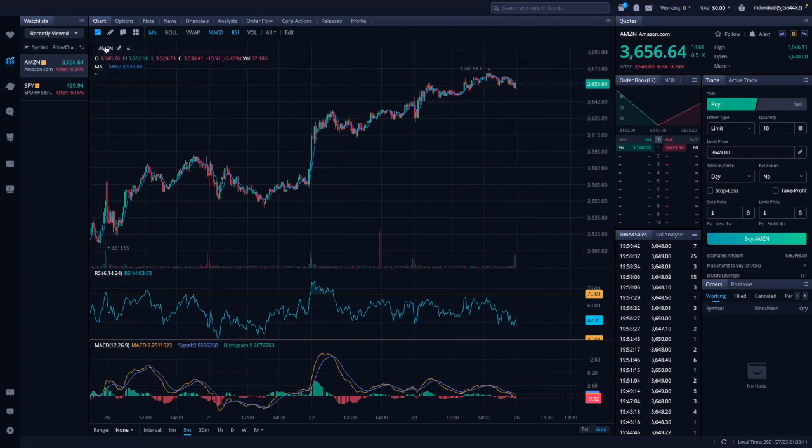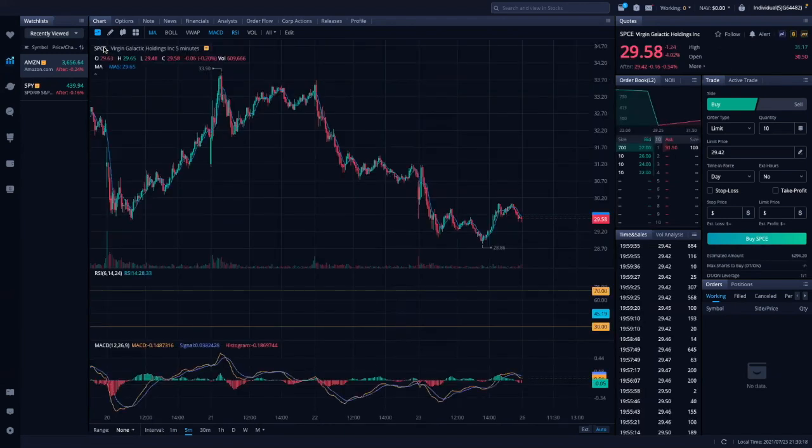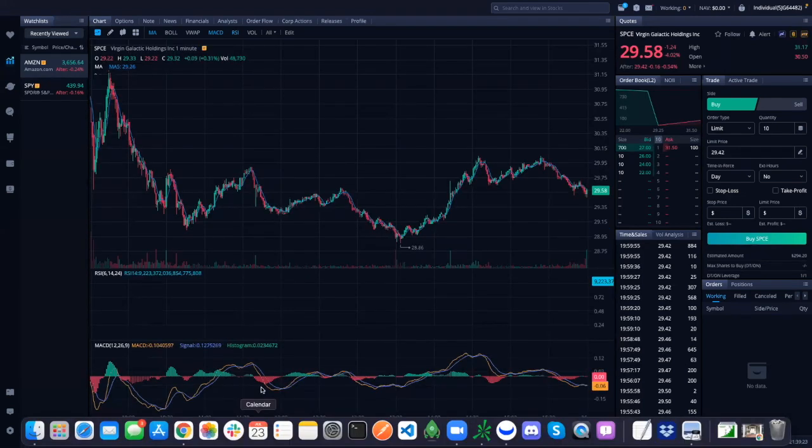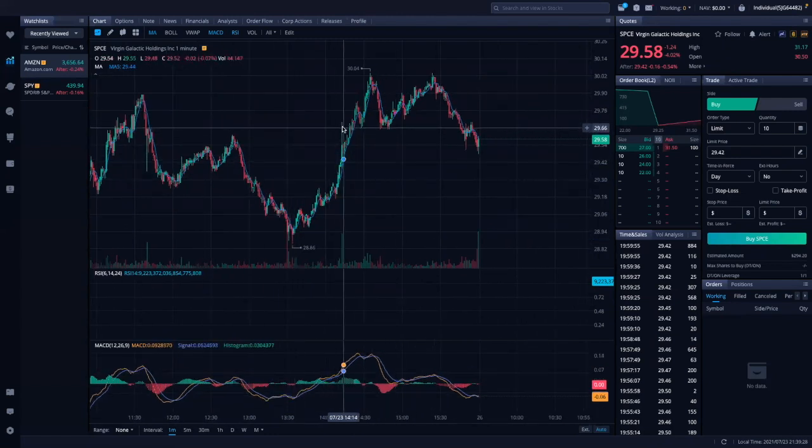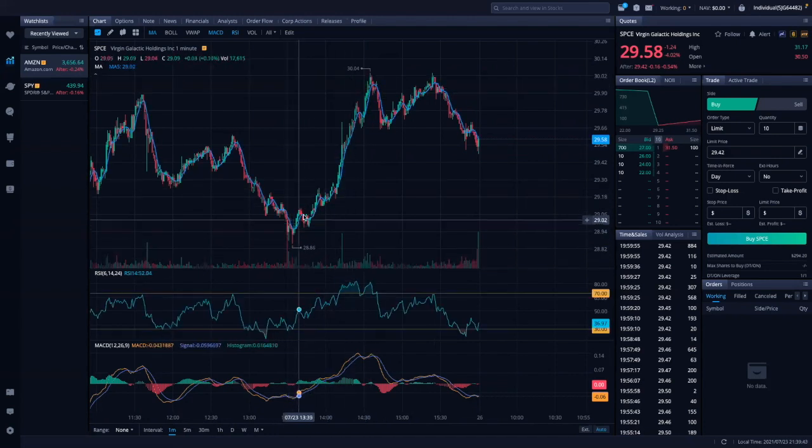Let me just switch this over from Amazon to a different stock, SPCE. Now, this is 1 day, 1 minute for SPCE. Each candlestick represents 1 minute. If you were to buy it over here at 13:33, so that's 1:33 p.m., you could have sold for $30 at 2:35.